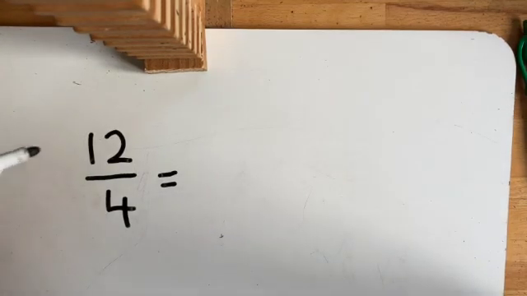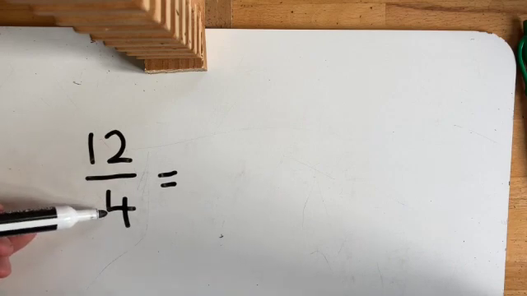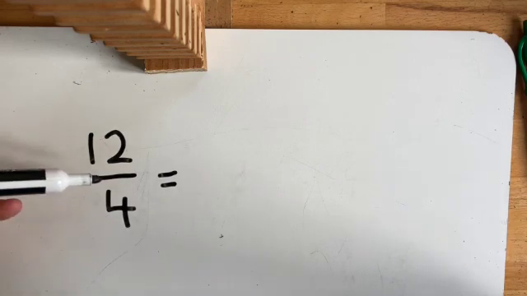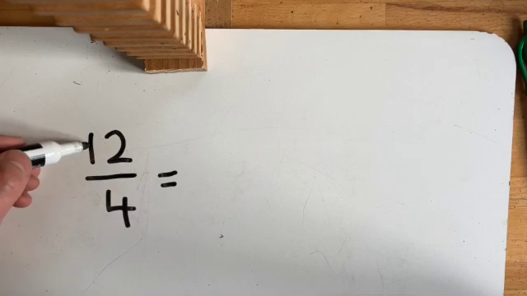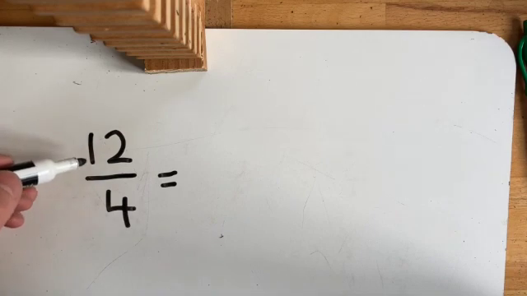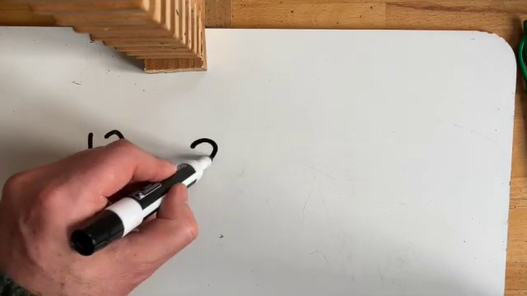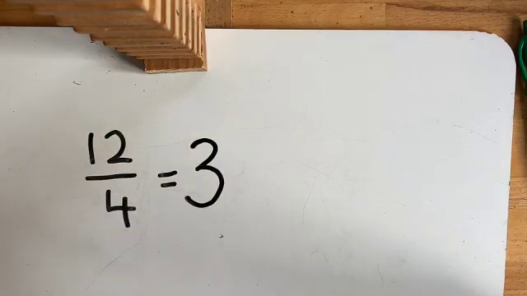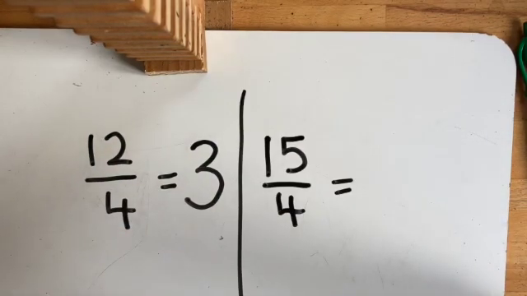Here's another example. We've got 12 quarters. Again, we think, how many quarters make 1 whole? There are 4. And how many groups of 4 are there in 12? So 12 divided by 4 is 3. Let's try one more example. If you want to have a go on your own, you can pause the video now.